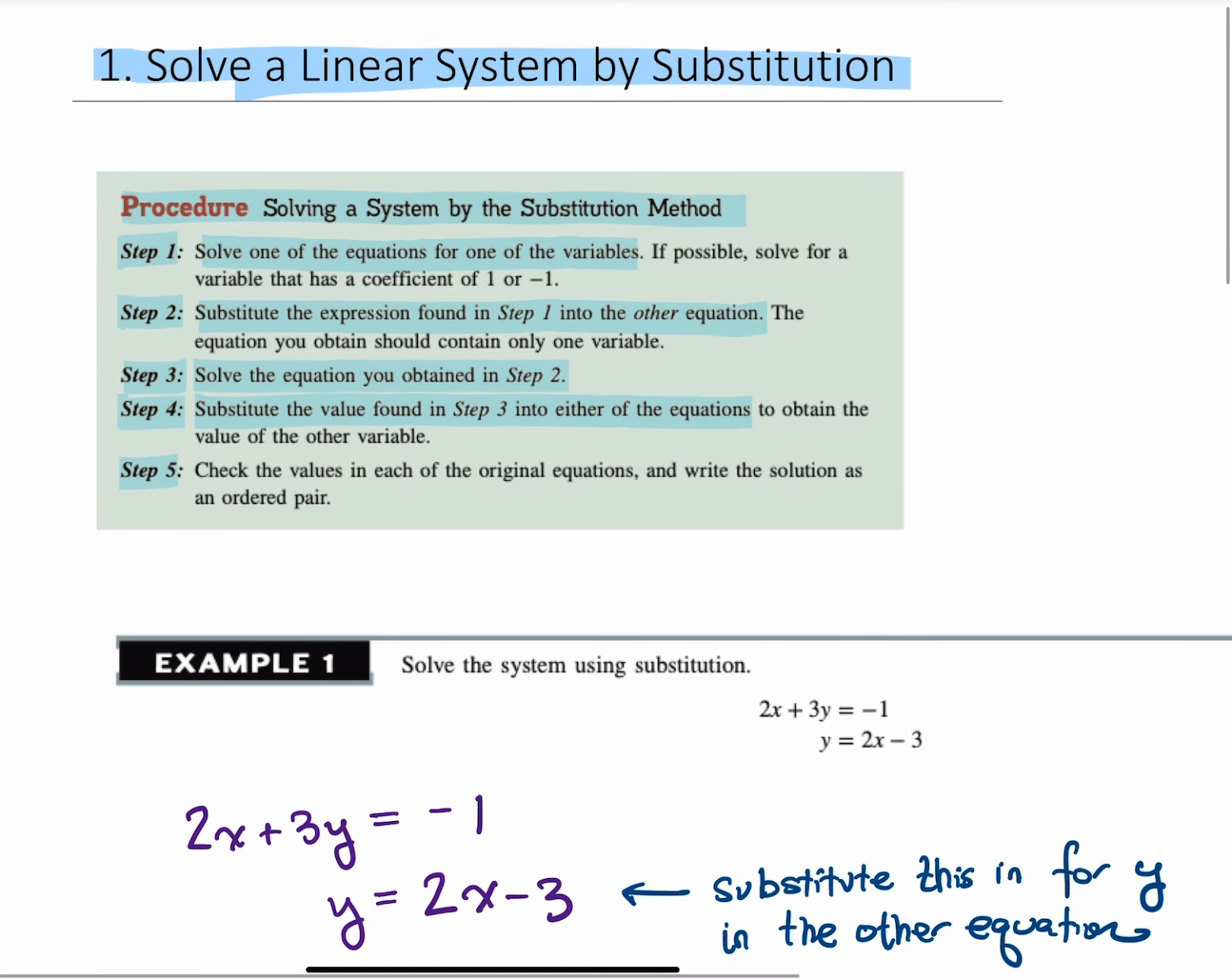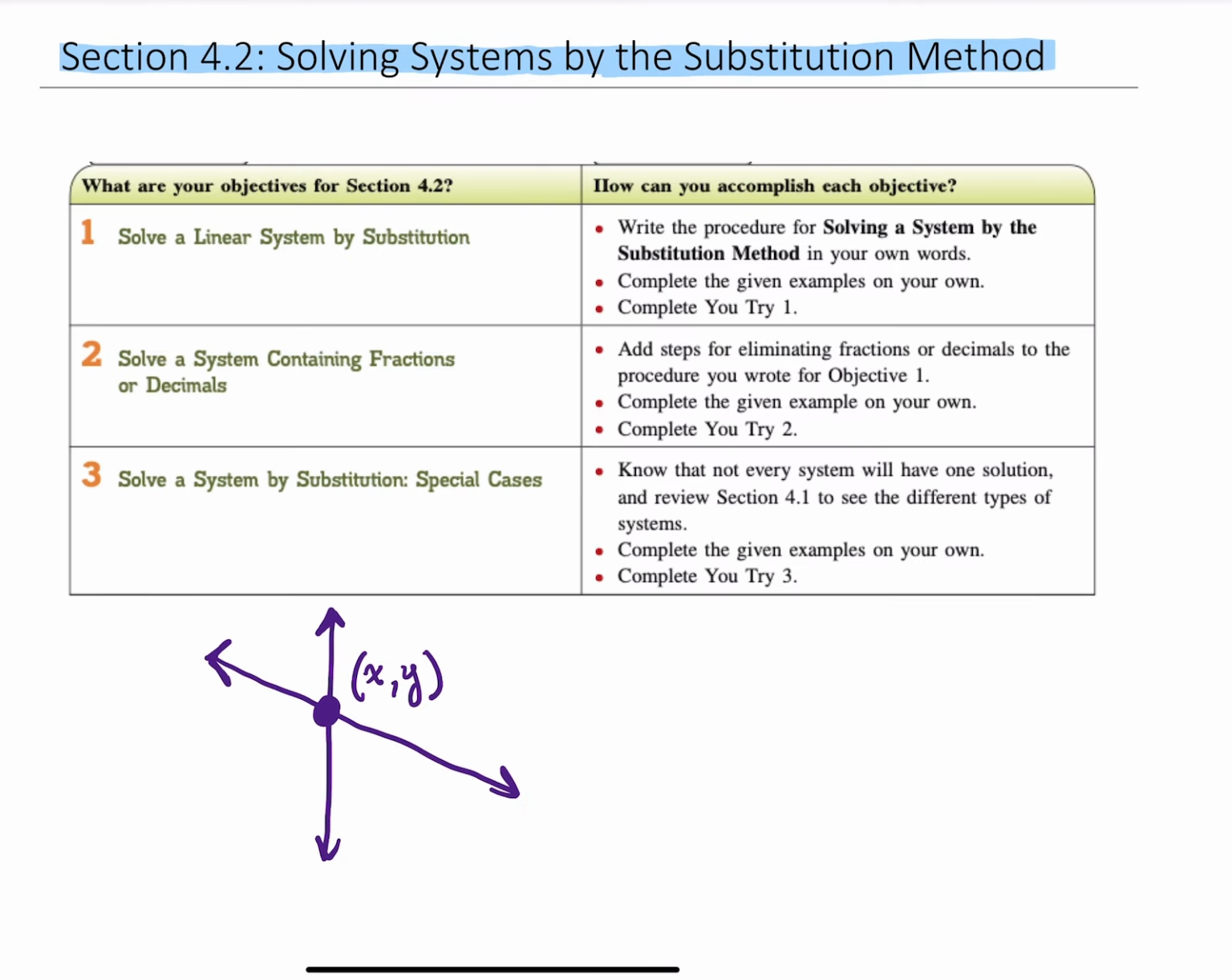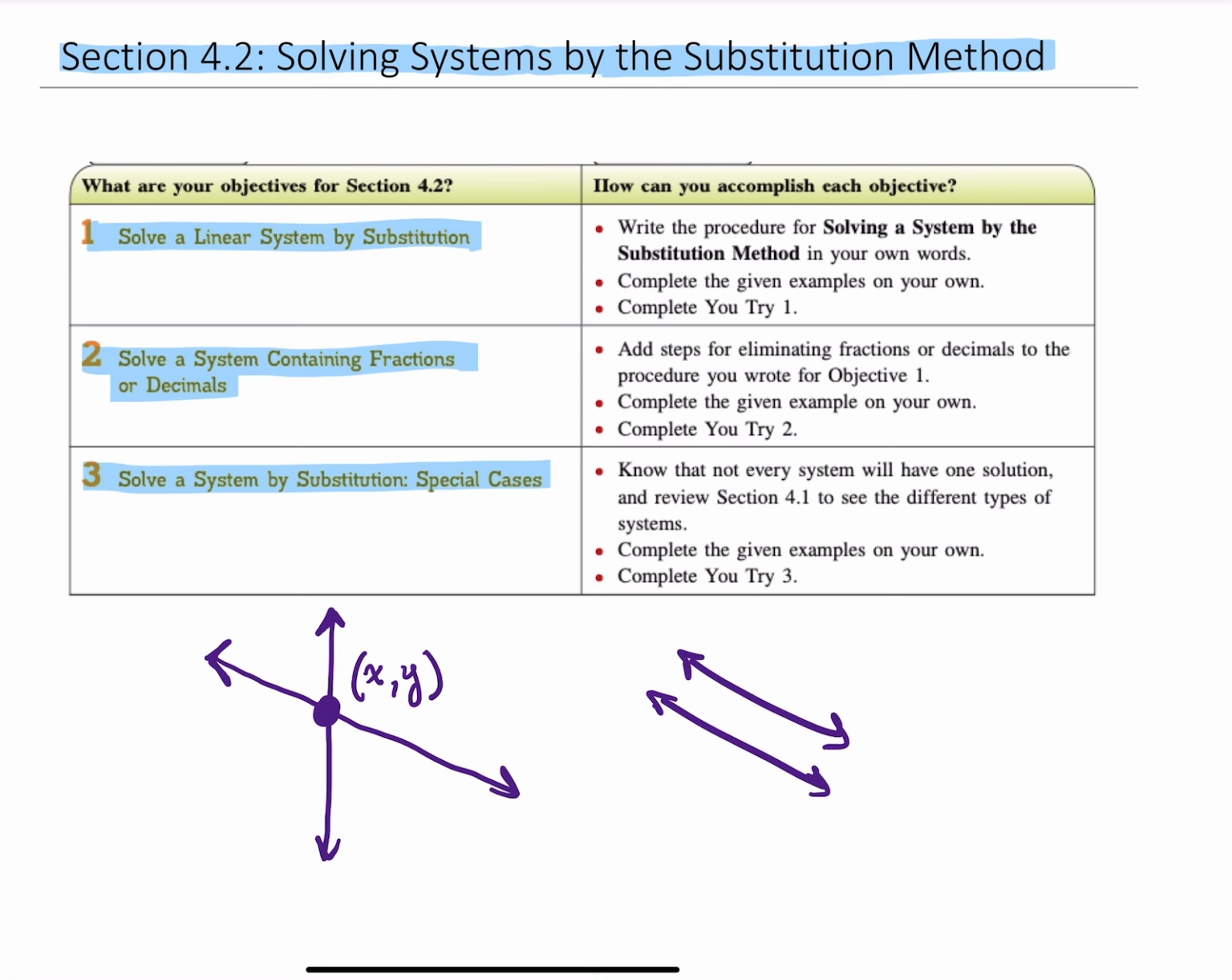All right, I believe that was all for this section, another short one. So this was solving a system of equations via substitution. We saw a problem containing fractions or decimals, just had to clear those out, and then we can follow the same process again. And then there were those special cases: parallel lines that have no solution, or the case where it's the same line and there's infinitely many.